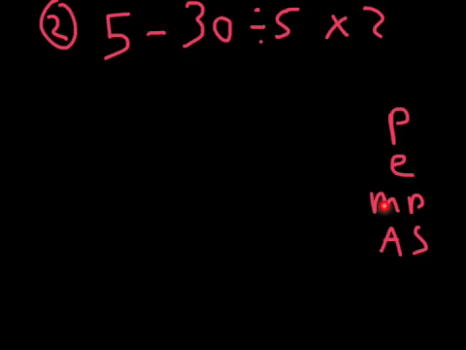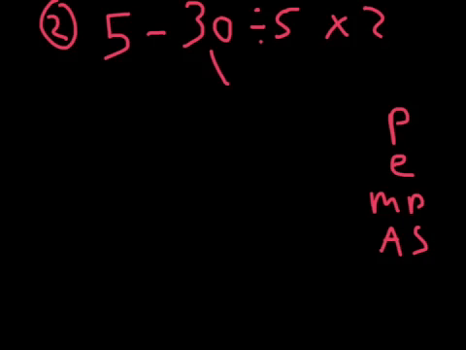Next, I want to do any multiplication or division, whatever comes first. And I see I have 30 divided by 5 here. I have division, so I have to do that first. A lot of people will try to do this 5 times 2 first because they see multiplication comes first here. But remember, we write multiplication and division on the same level, and you do whatever one comes first. So 30 divided by 5 we have to do first.